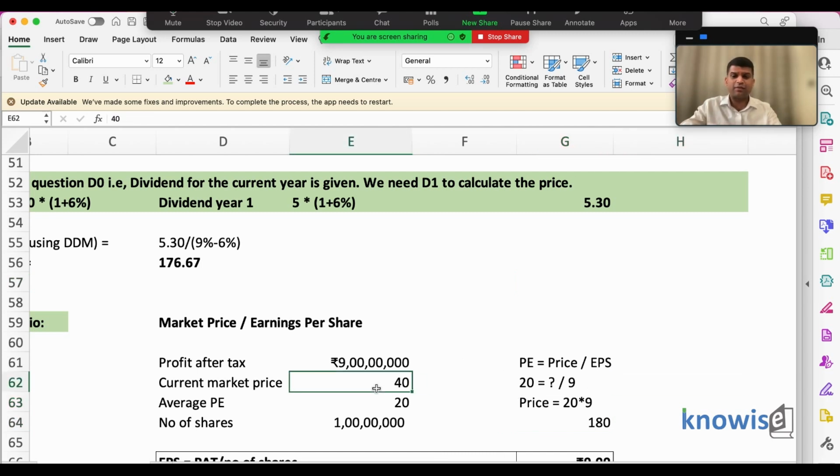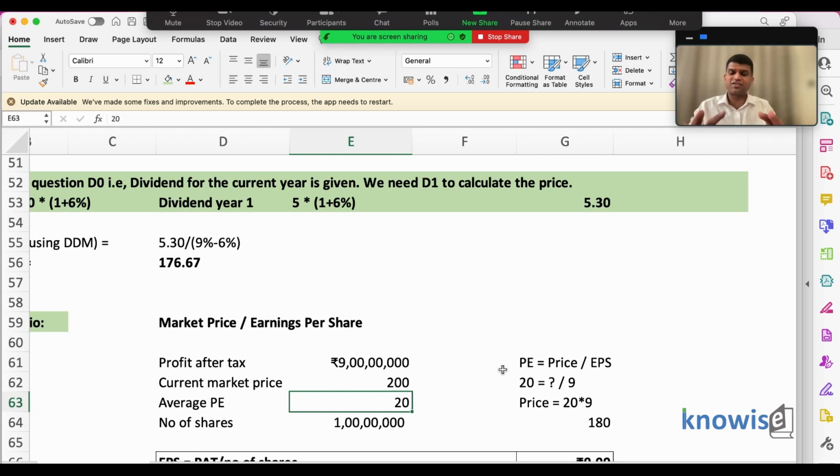Let us say the current market price is 200. Then there could be a second question which would ask whether this particular stock is overpriced or underpriced. The intrinsic value, that means according to you the fair price of the stock, is 180, whereas in the market it is being traded at 200. So simply you can come to a conclusion that this particular stock is overpriced.